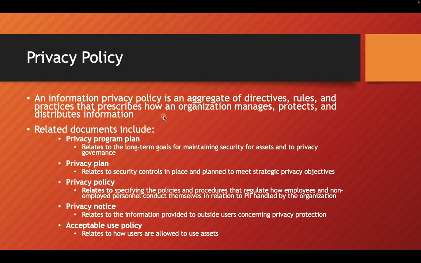Privacy policies. Privacy policies include an information privacy policy. We say an information privacy policy is an aggregate of the directives, rules and practices that are prescribed or that describe how an organization can manage, protect and distribute information. Related documents include the privacy program plan, which we have talked about. Number 2, the privacy plan, which relates to security controls in place and planned to meet strategic privacy objectives.